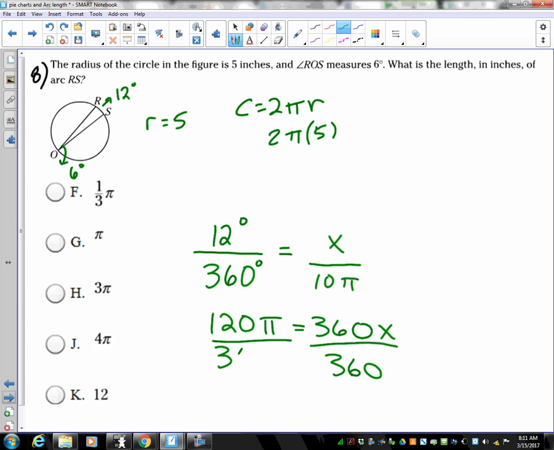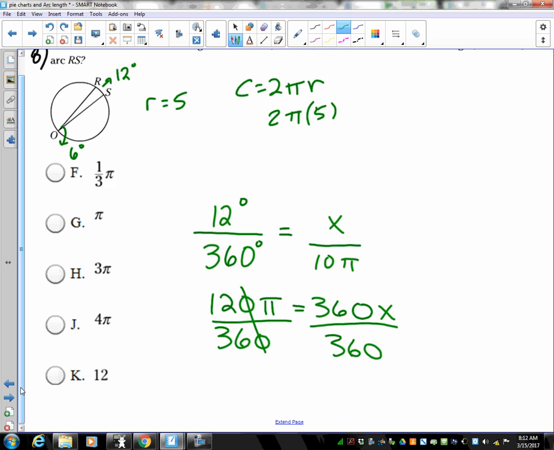And then basically all we're going to have to do is reduce this. So the zeros go away. And then 12 over 36 would be 1/3. So that would be 1/3 times pi, which was f right there.